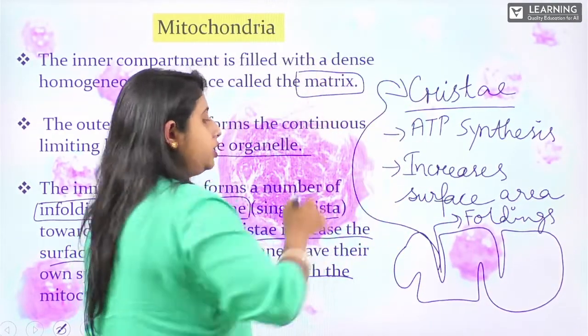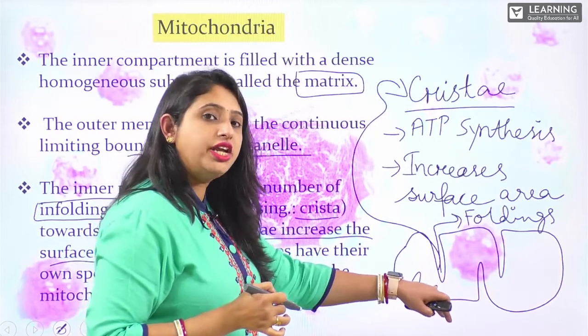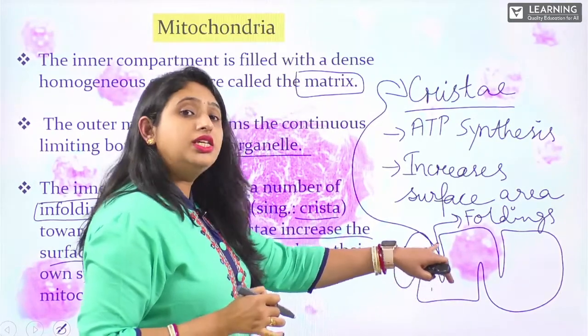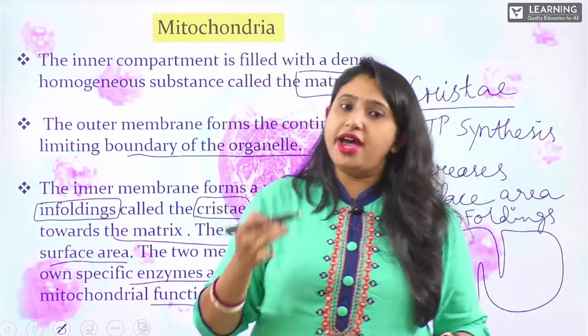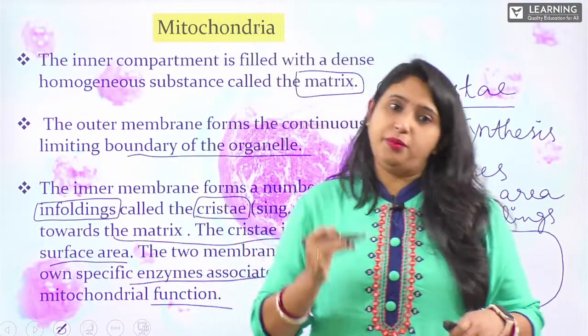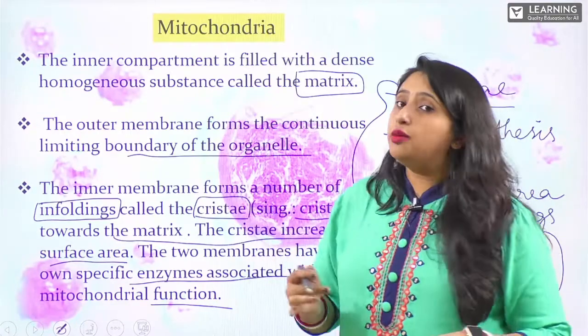They are known as cristae. These infoldings which you see inside the matrix, these are the cristae. Clear where they are present? They are present in the matrix, inside the inner membrane. So this is all about mitochondria.